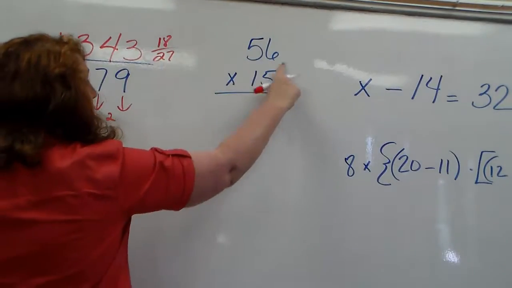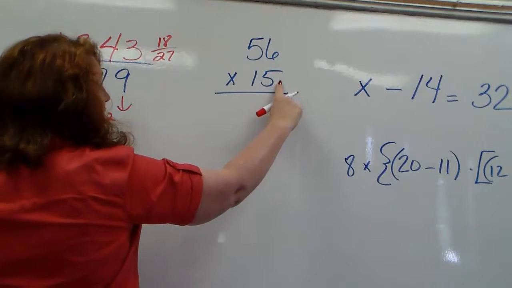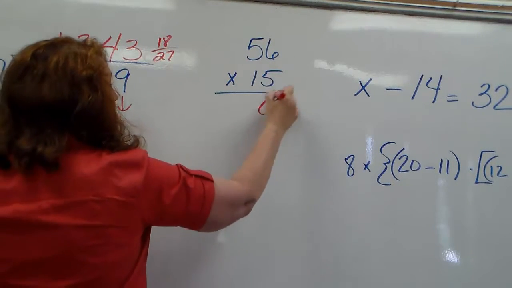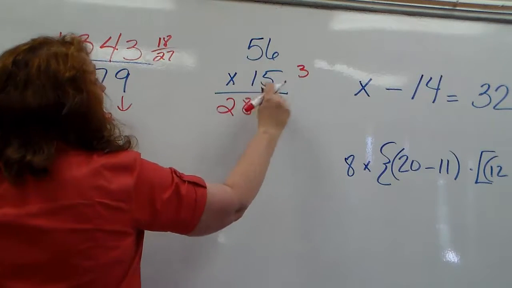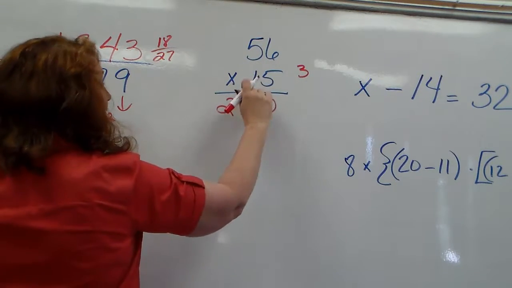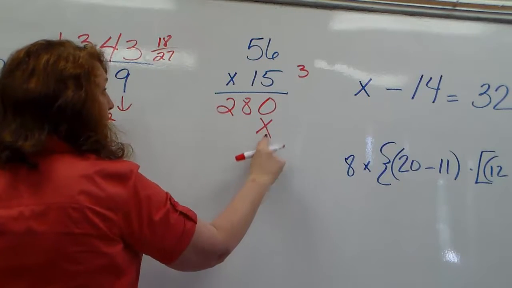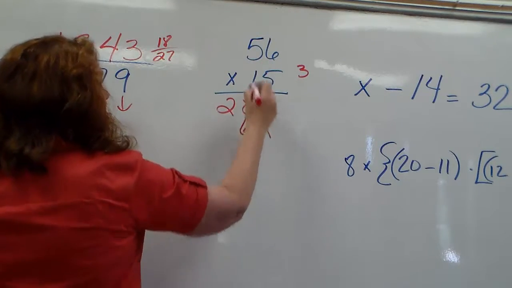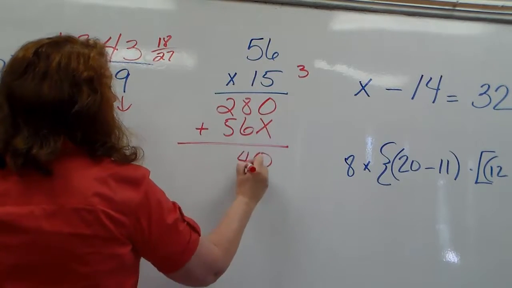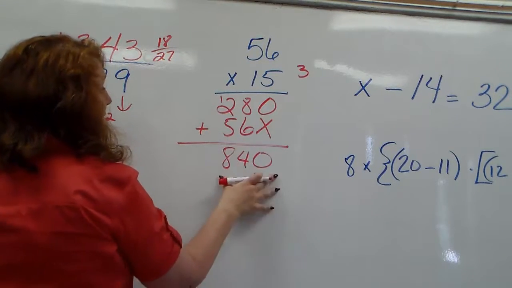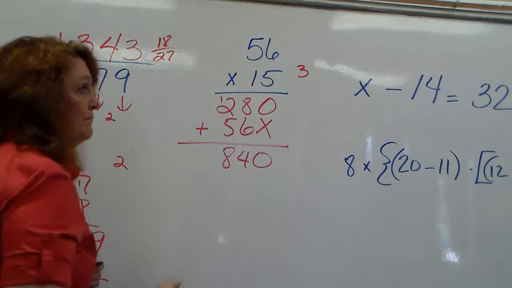56 times 15, I'm going to start with this one's digit number. 5 times 6 is 30, carry the 3. 5 times 5 is 25, and 3 is 28. I'm done with my 5. I'm going to my next one. I'm going to put a placeholder in, very important. 1 times 6 is 6, 1 times 5 is 5. I'm going to add the 2 together, 14, 8, and my answer is 840.